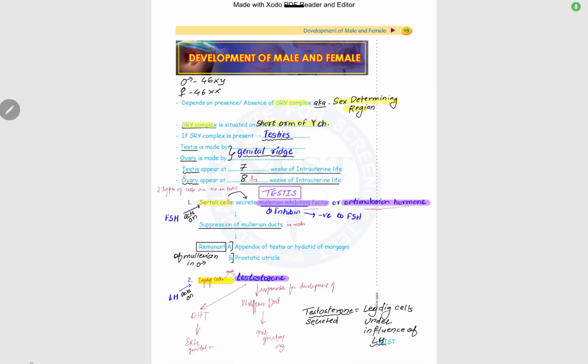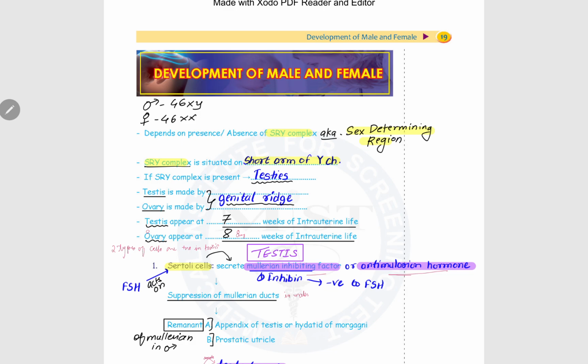Case development of male and female. Bismillahirrahmanirrahim. Okay, so male is 46XY, female is 46XX. Now, how is this decided? It depends on the presence or absence of SRY complex. SRY complex is also known as sex determining region.